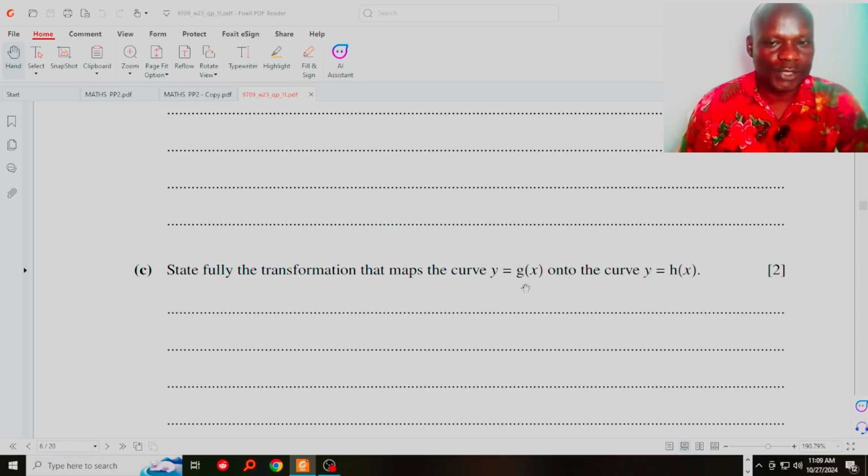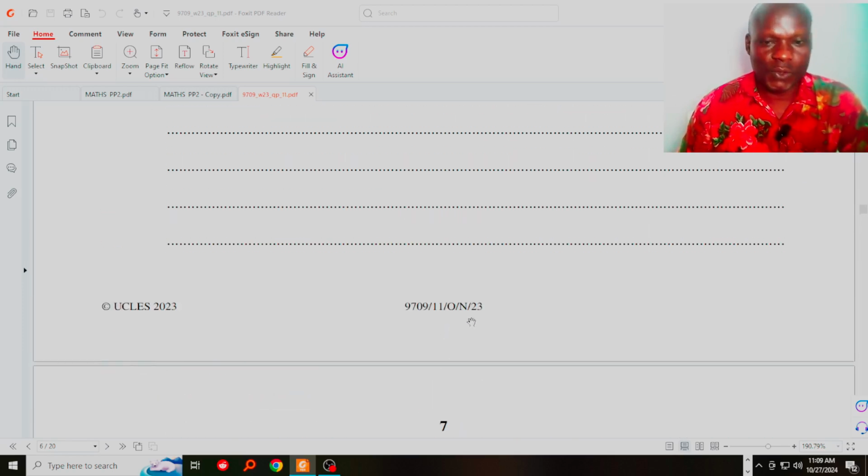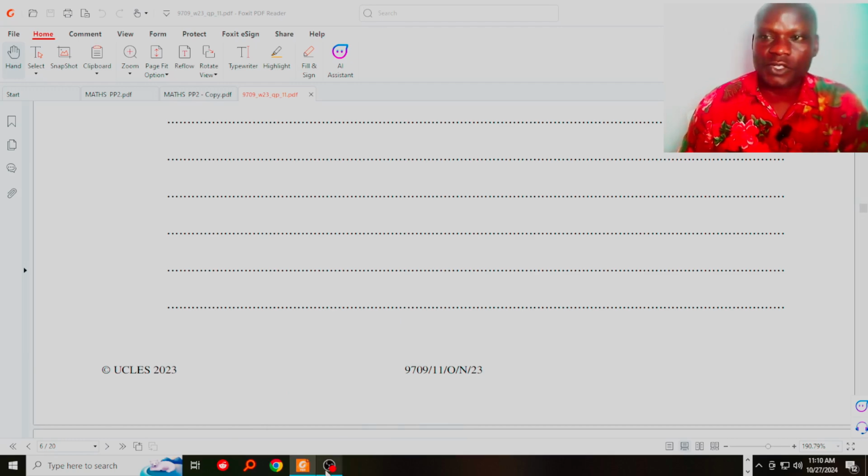By the time you reach part C, you should have worked out y = g(x) and y = h(x), so that by inspection of the two functions, you are able to see the kind of transformation that has been applied to get from one to the other. That's 2 marks. So that's the question, and let's see what the solution looks like.